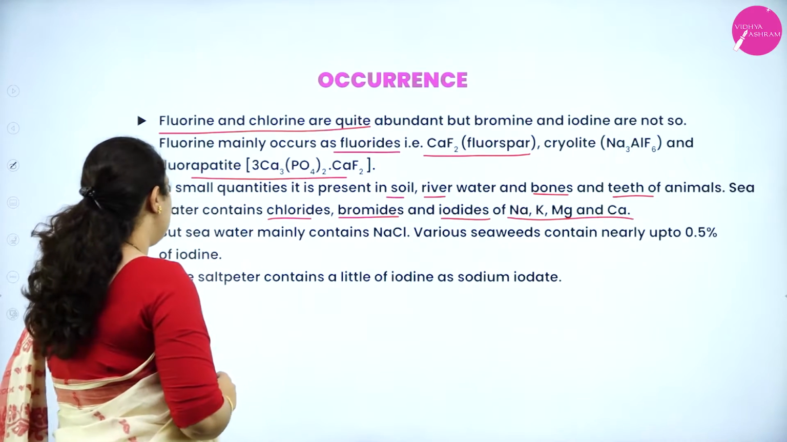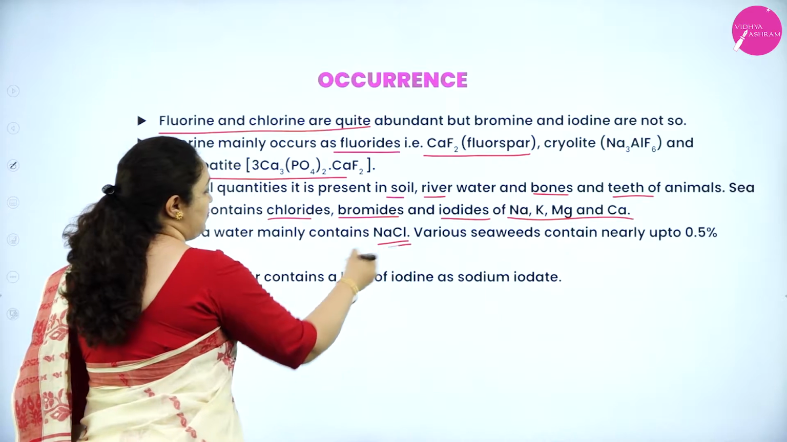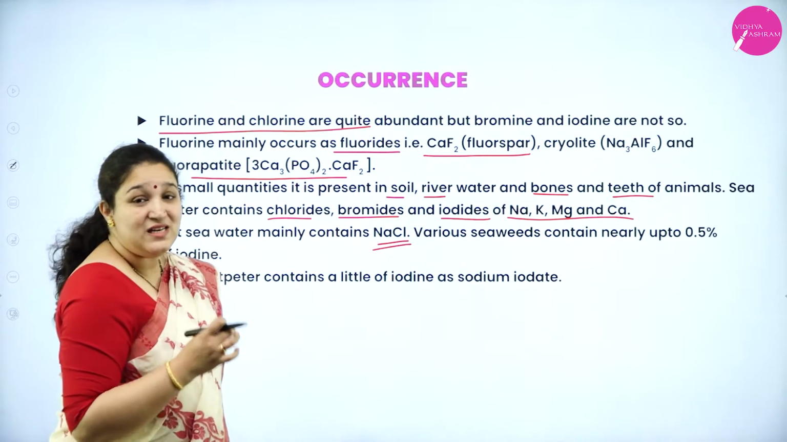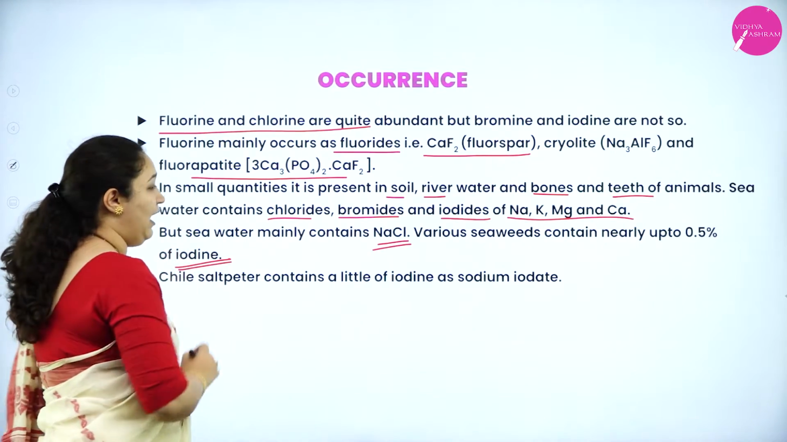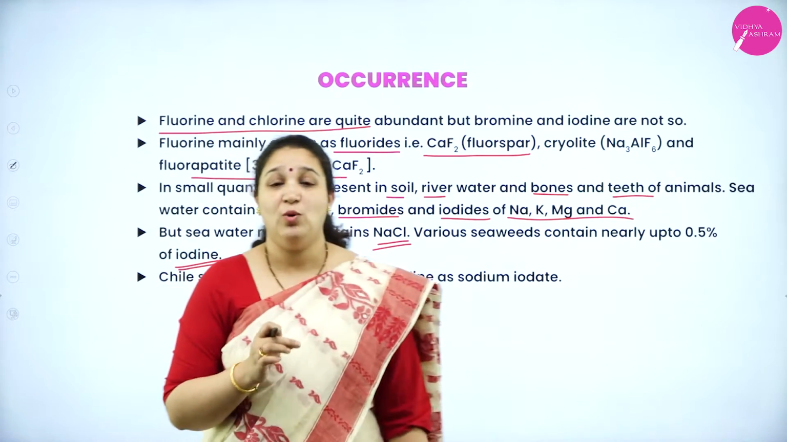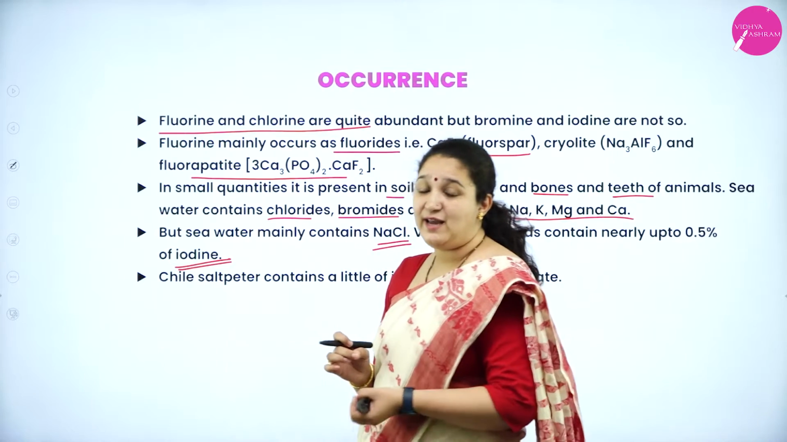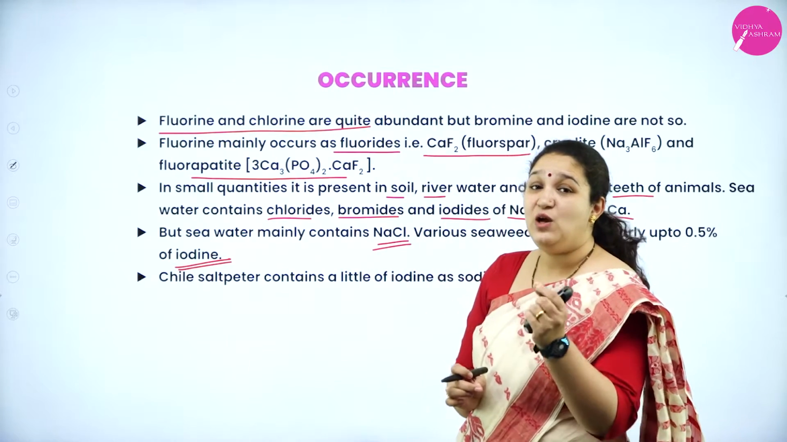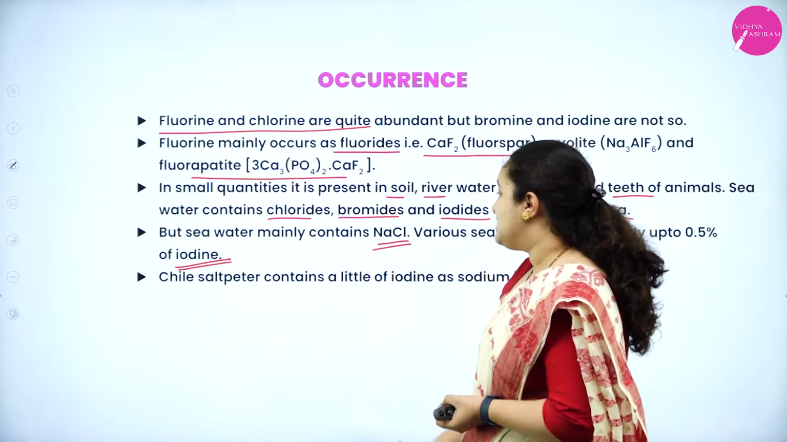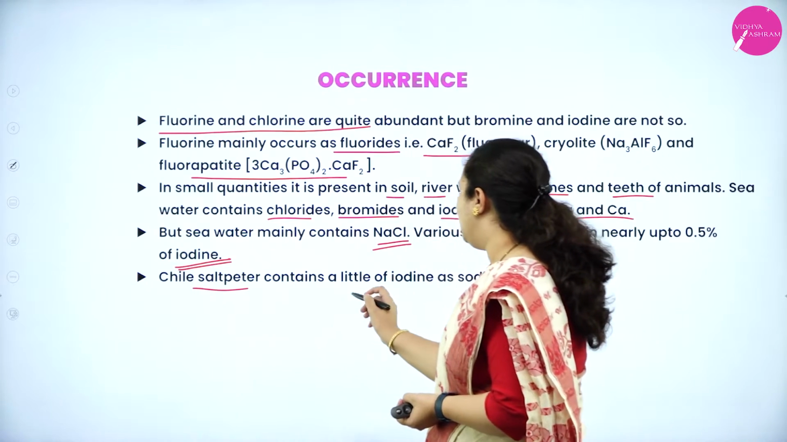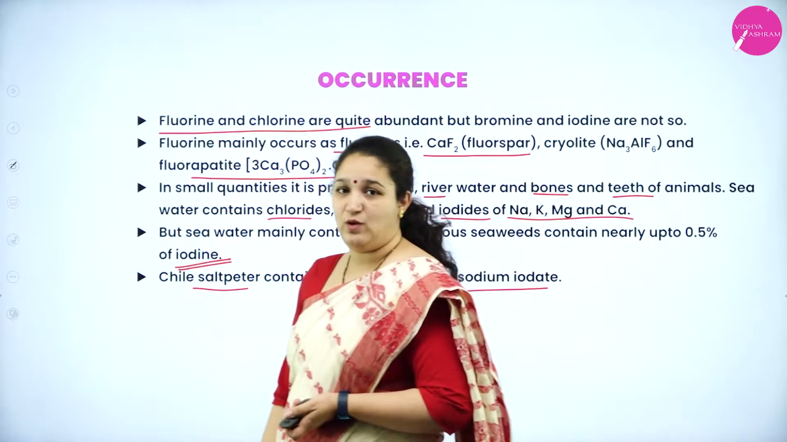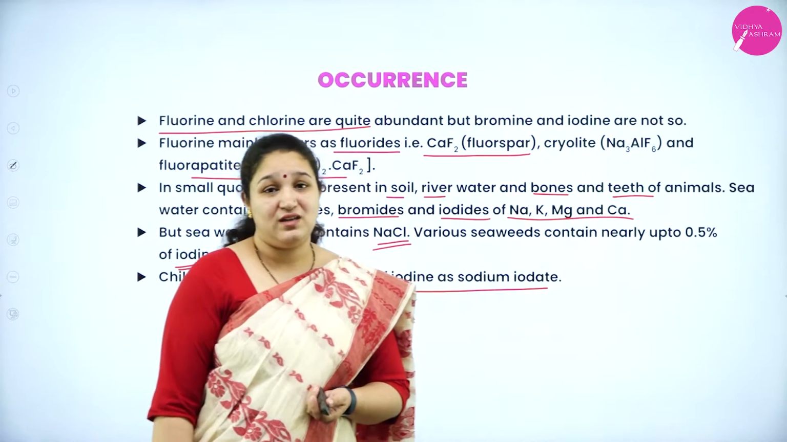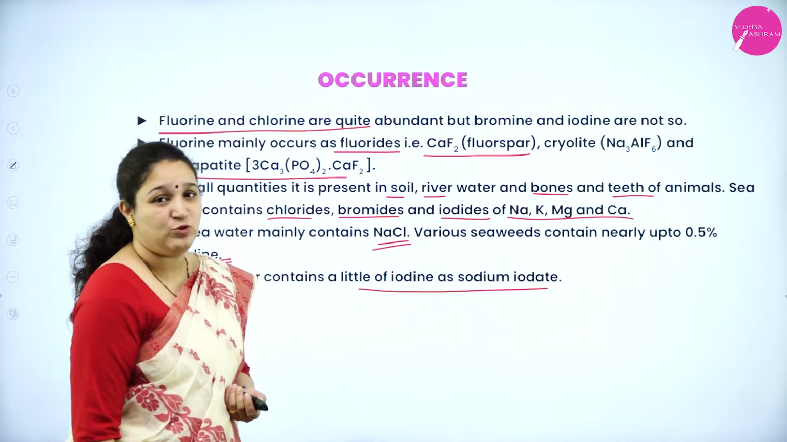So you can see chlorides, bromides and iodides of sodium, potassium, magnesium and calcium in seawater. Seawater mainly contains sodium chloride, and seaweeds contain 0.5% of iodine. How much? 0.5% of iodine is present in seaweeds. Next, Chile saltpeter contains little of iodine as sodium iodide. So that is the occurrence of halogens.